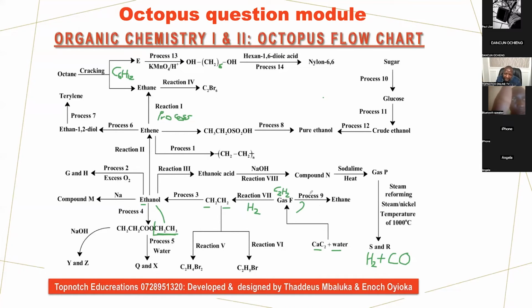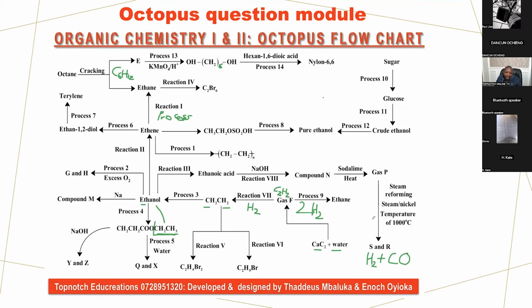Excuse me, teacher, must you write 1 mole, 2 moles of hydrogen? Sometimes you can be given a question like that, then the examiner tells you to differentiate the reactions. For process 9, you are going to say we are using excess hydrogen, or rather we are using 2 moles of hydrogen, while in the other we are using hydrogen. Just say hydrogen. You don't have to state 1 mole, 2 moles, unless you are using more than 1 mole. Okay?